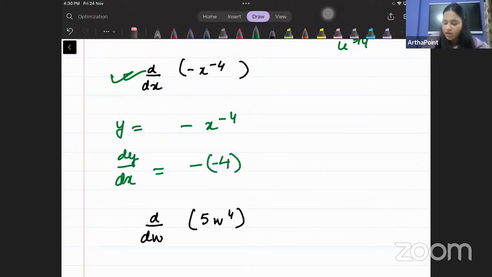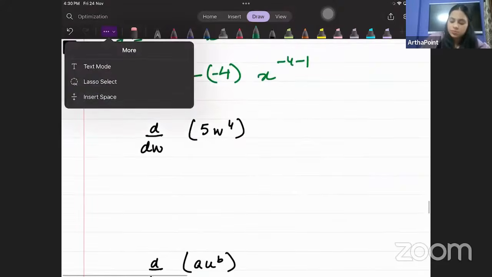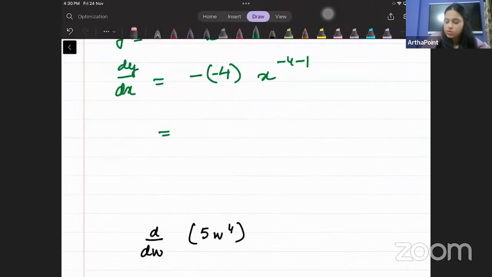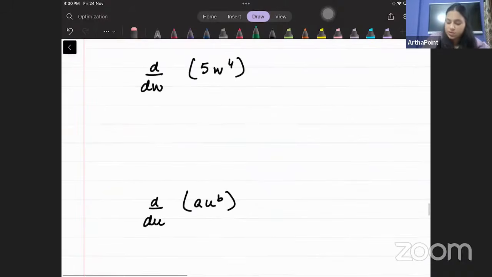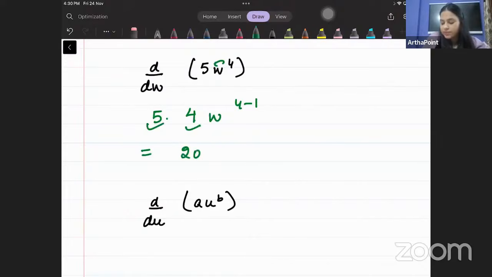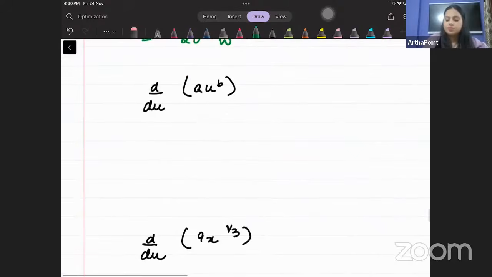Power will come down. This is my power, minus 4. And power will reduce by 1. हाँ बेटा. This will be 4x to the power minus 5. So 4, 1 by x to the power 5. Take the next one. Power will come down. Power will reduce by 1. So 5 into 4 is 20. W to the power 3.